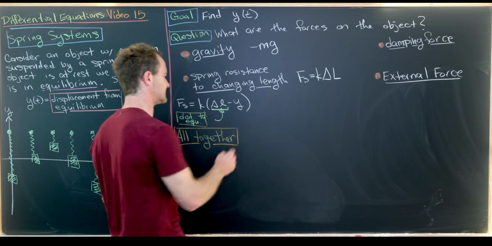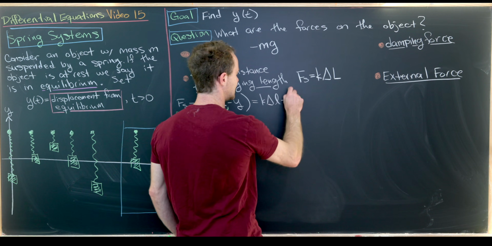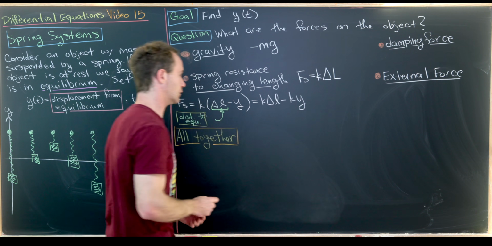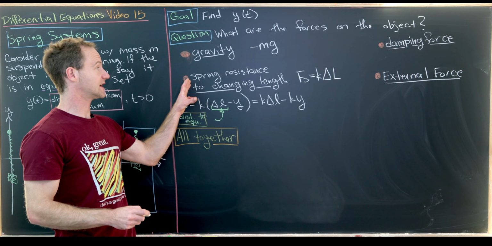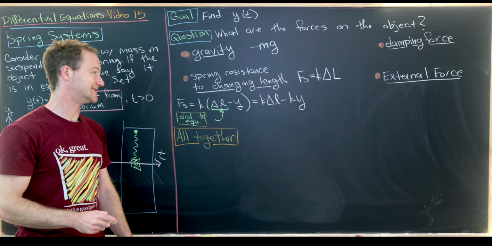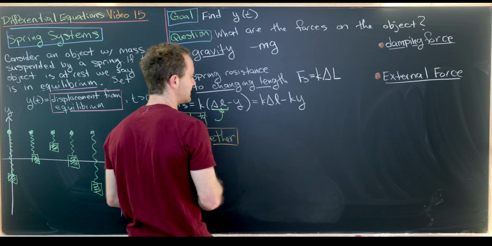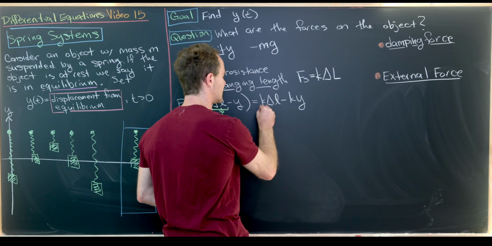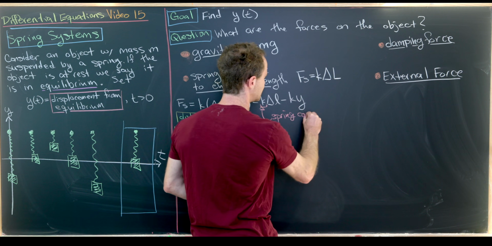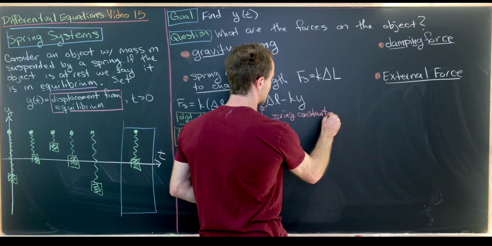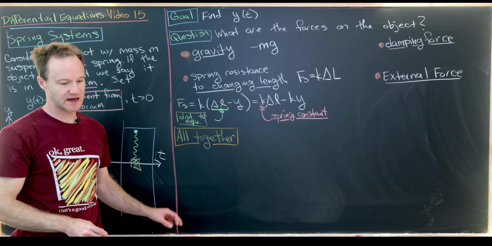Okay, so we could multiply this out if we wanted to, and this would be K times delta l minus K times y. So that's our force F sub s, which again, like I said, is the spring's resistance to changing length. And then I said this verbally, but let's point it out here. This K right here is called the spring constant. And we'll actually be able to calculate that in the next few minutes from some other givens, but we don't quite have that yet.